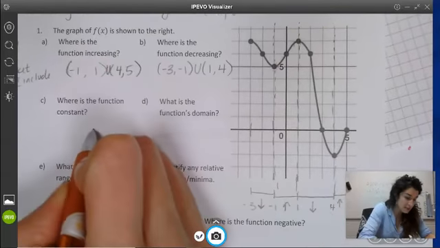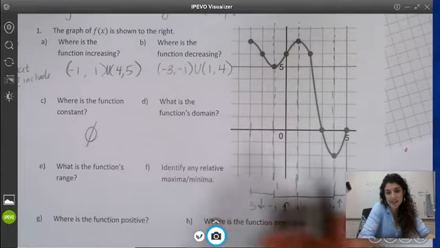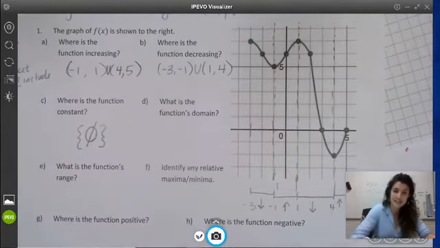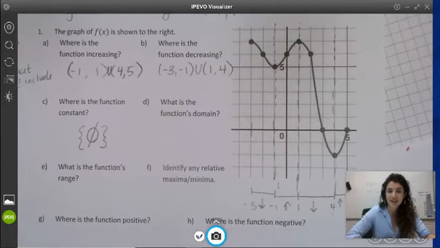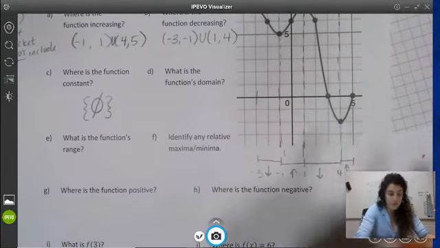The fancy mathematical way to write that is this 0 with a line through it. It's the empty set. You can even put little curly brackets around it and say it's an empty set. There's nothing in it. It doesn't exist. There are none. What is the function's domain?